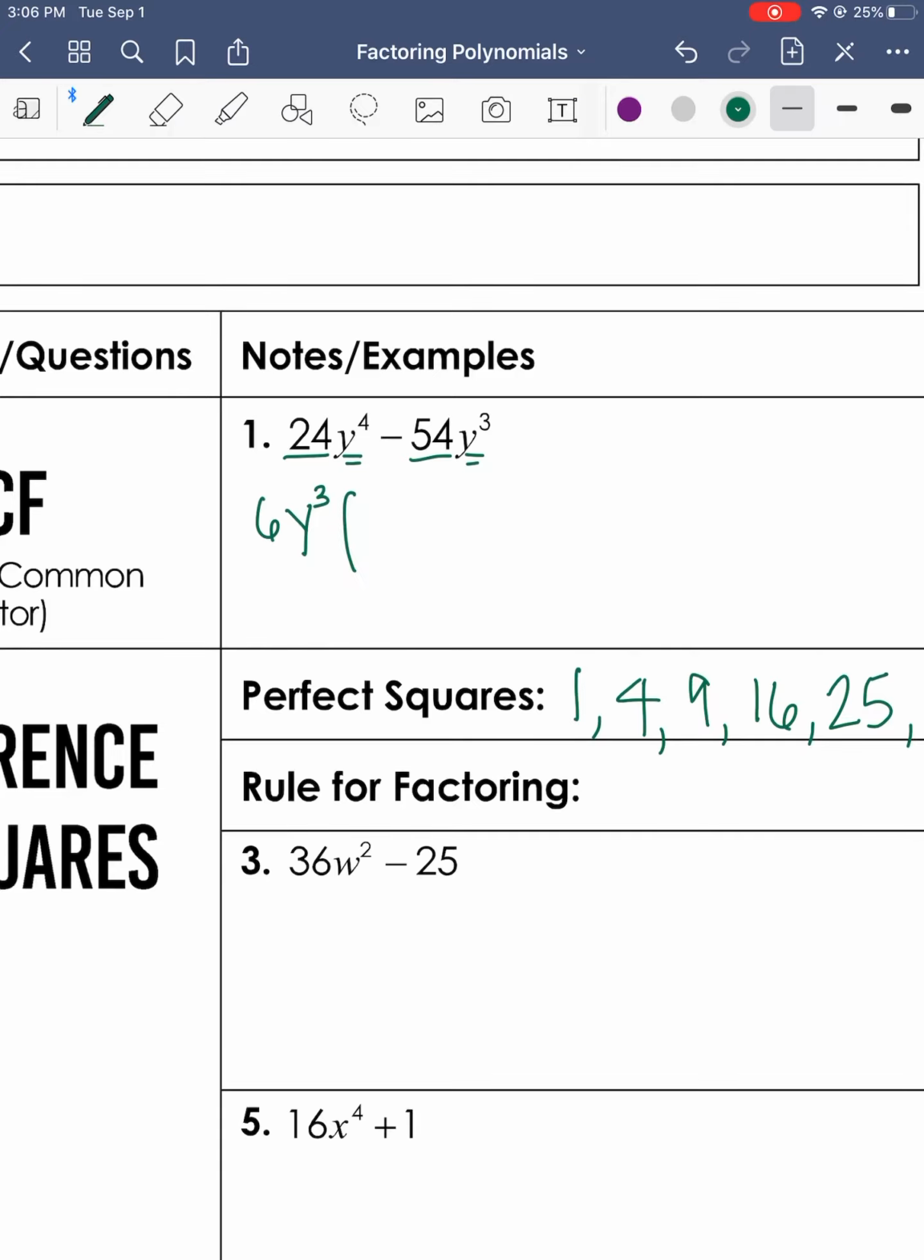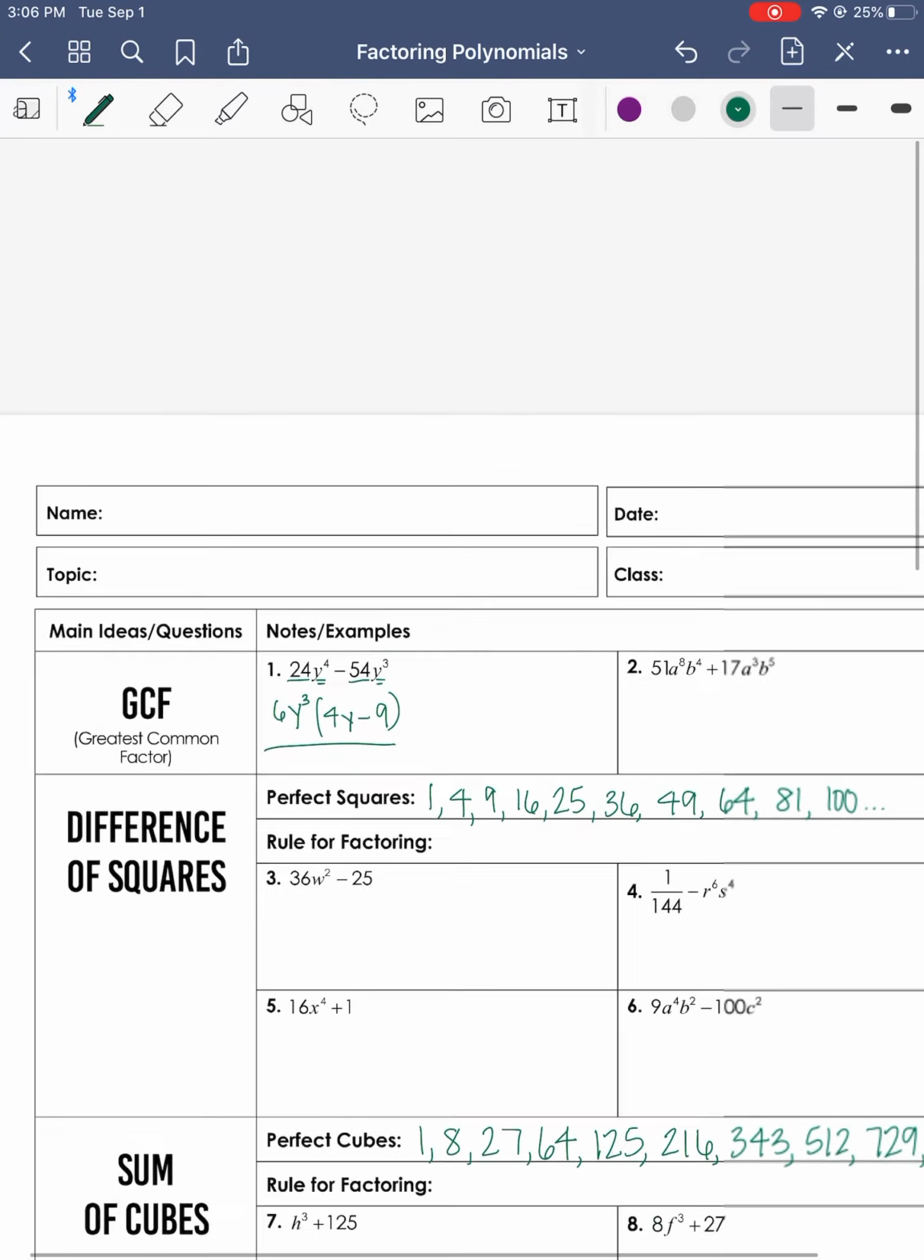So after we take out 6y cubed from the first term, we're left with 4y. A way to check this: if you multiply 4y times 6y cubed, you're going to get 24y to the 4th. And this stays as a subtraction because we left that in there. 54 divided by 6 is 9, and then y cubed divided by y cubed is 1, which we're not going to write in. So there is your factored form of that.